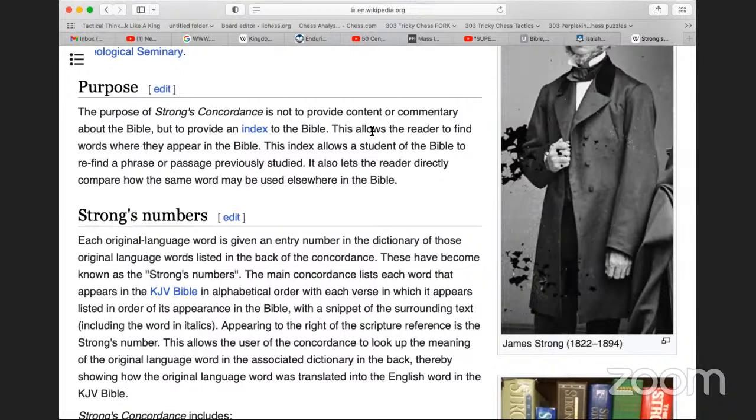This index allows a student, you got to be a student. If you're not a student, you're just all over the place. This index allows a student of the Bible to refine a phrase or passage previously studied. It also lets the reader directly compare how the same word may be used elsewhere in the Bible.